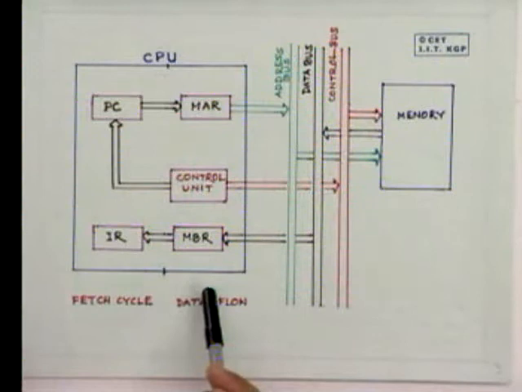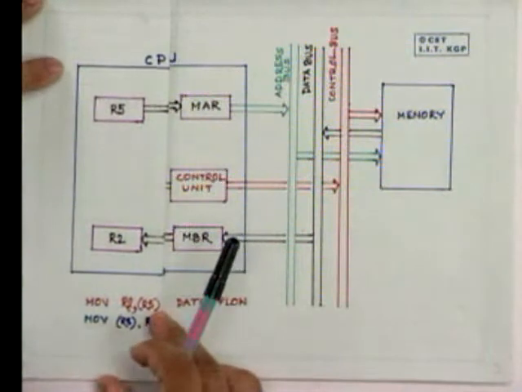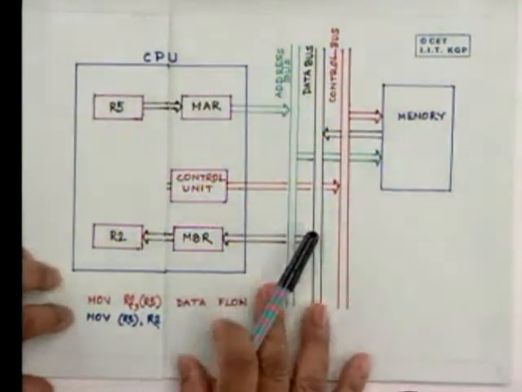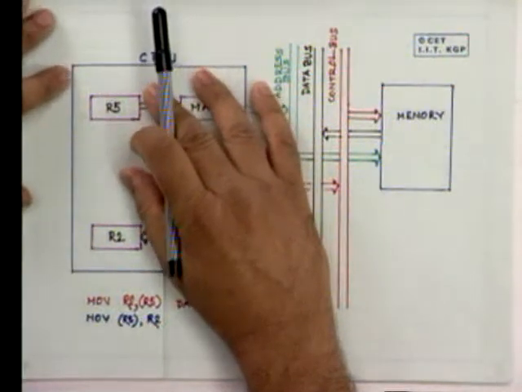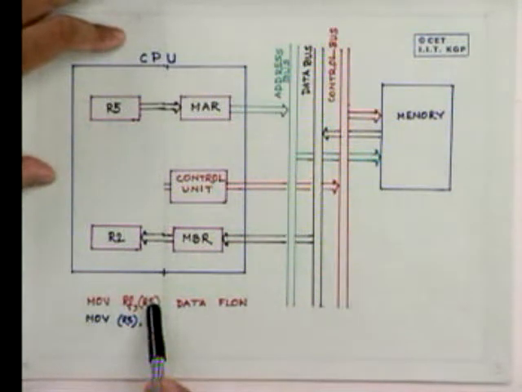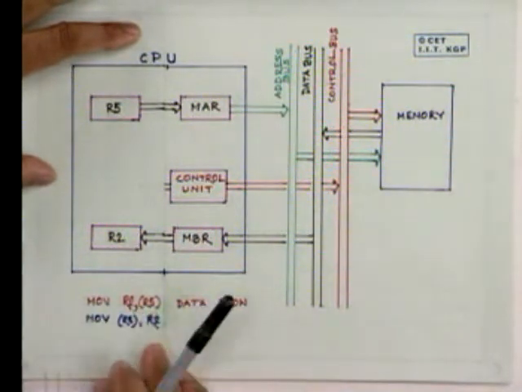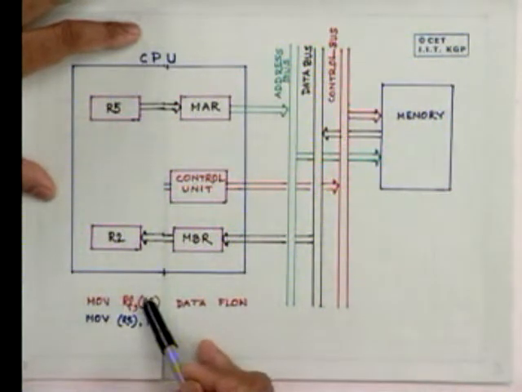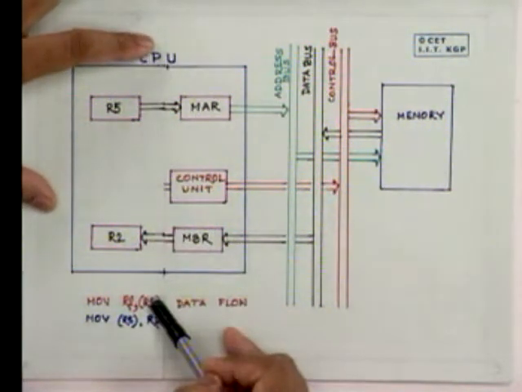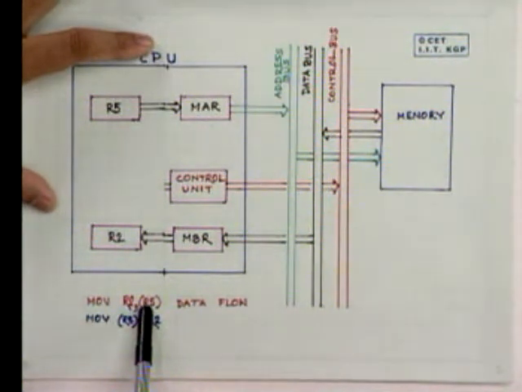Now, let us say we talk about a situation where we are executing an instruction like this, let's say move the content of the memory location pointed to by R5 to R2. Say this is the operation that is involved. In that case, let us see what are the basic steps involved to execute this instruction of transferring the content of the memory location pointed to by R5 to R2.